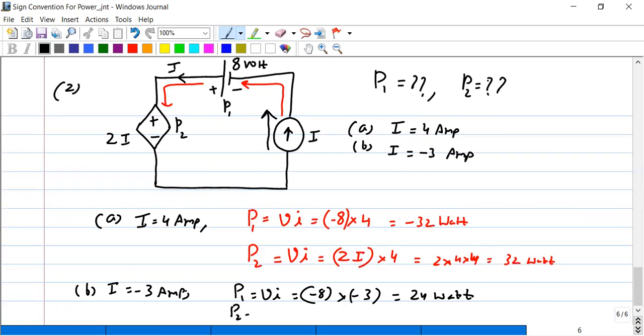Similarly, P2 can be how much? V into I. P2 is the power of the dependent source. The dependent voltage source is plus minus. Current is entering the positive. So voltage is still 2 into I, into the value of current, which is minus 3. So 2 into minus 3 into minus 3. How much is it? 18 watts.